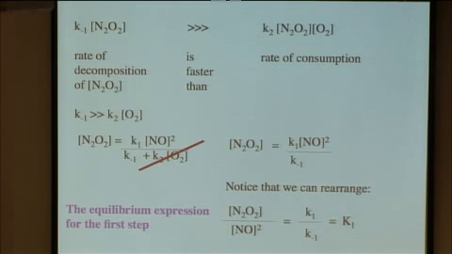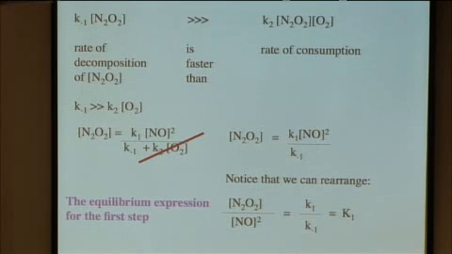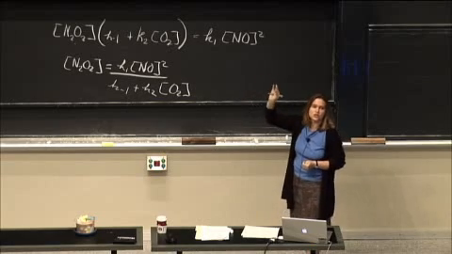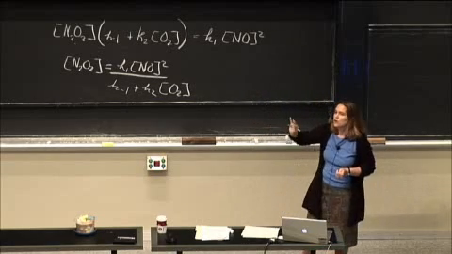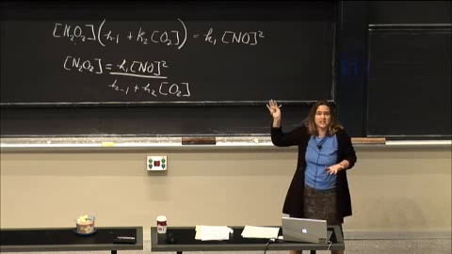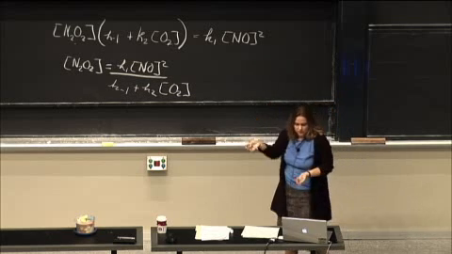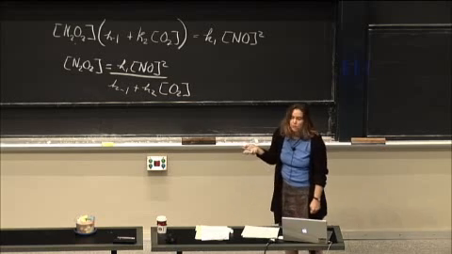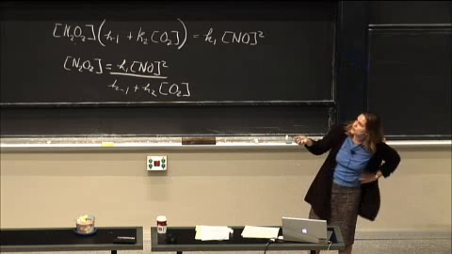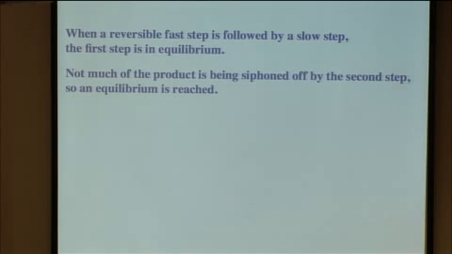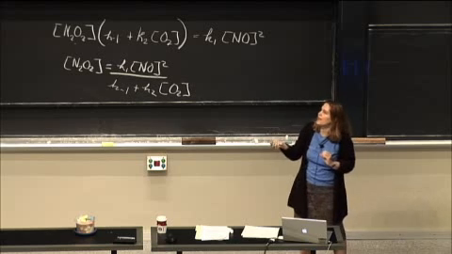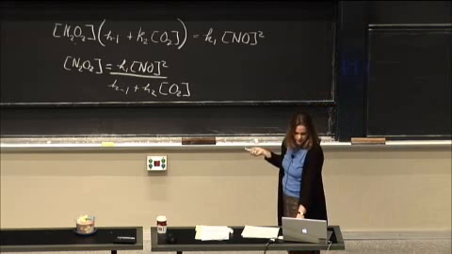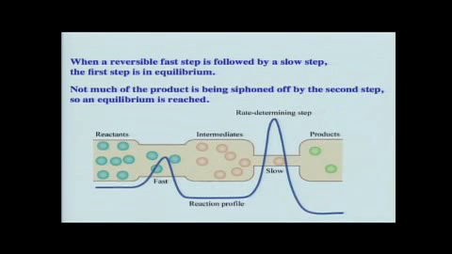So basically, what we're saying then, if we have the first step being fast and reversible and the second step being slow, we're saying that the first step is really in equilibrium. So what allows us to say that? Well, if you have a fast reversible step followed by a slow step, that means that not much of your intermediate is being siphoned off by the second step, allowing you to reach equilibrium.